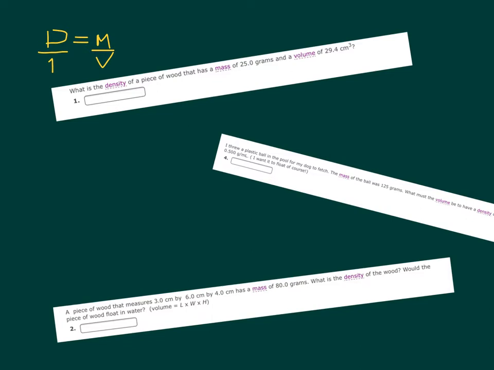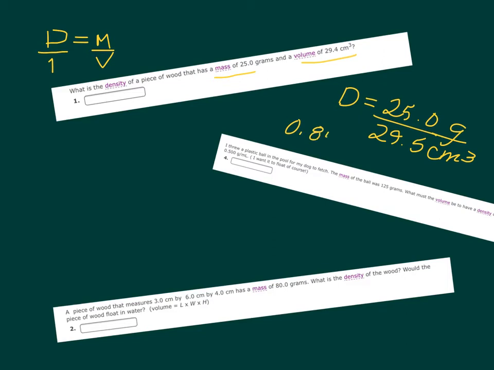It says, what is the density of a piece of wood that has a mass of 25 grams and a volume of 29.4 centimeters cubed? This one's pretty straightforward. My density is just going to equal 25.0 grams divided by 29.4 centimeters cubed. So that tells me that my density is going to be in grams per centimeter cubed. And I get 0.847 grams per centimeter cubed.